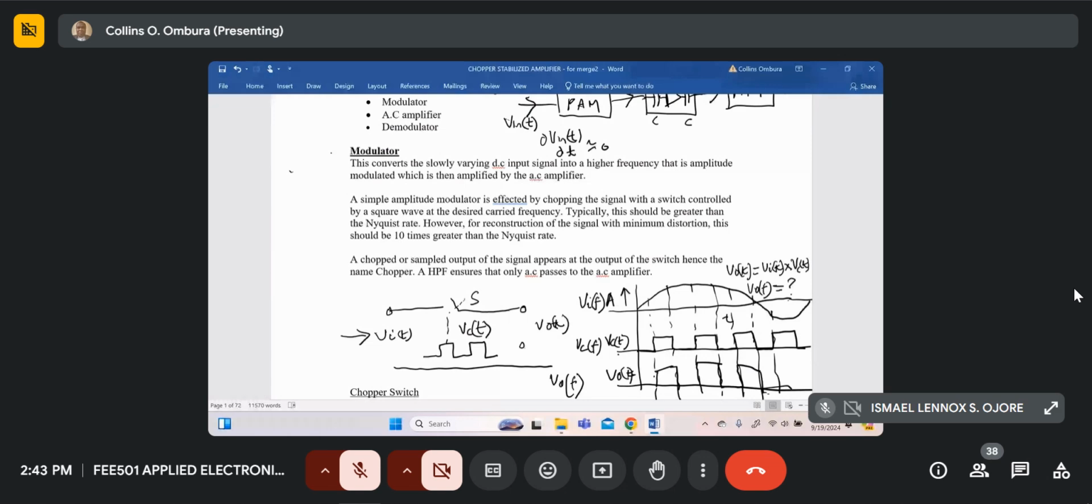So if Vc of t was a 10 kilohertz square wave, then you get the fundamental at 10 kilohertz. You'll get another harmonic at 30 kilohertz, 50 kilohertz, 70 kilohertz, and you have to use the sinc function to get the amplitudes of the harmonics of this square wave.